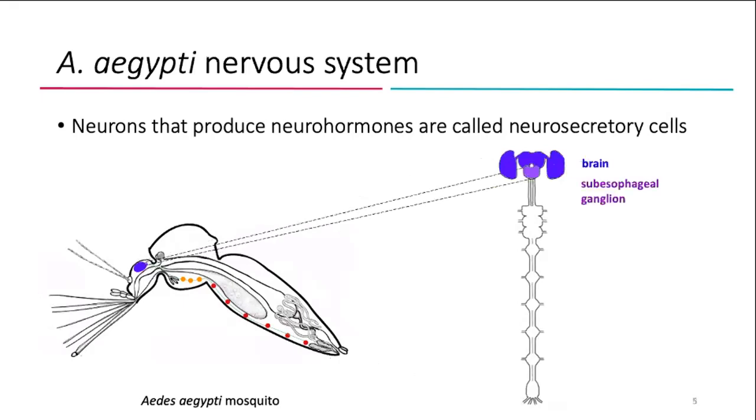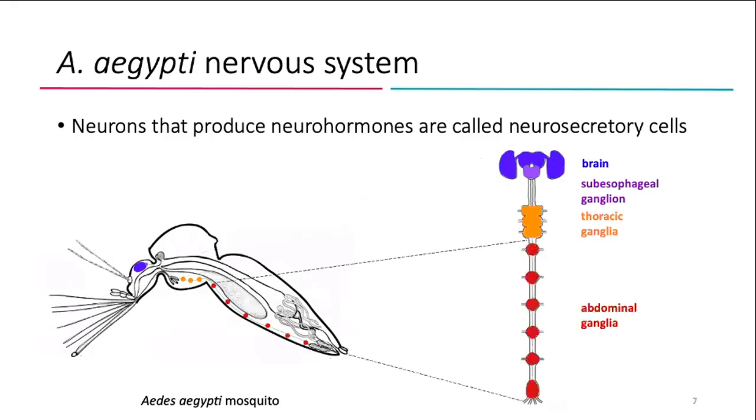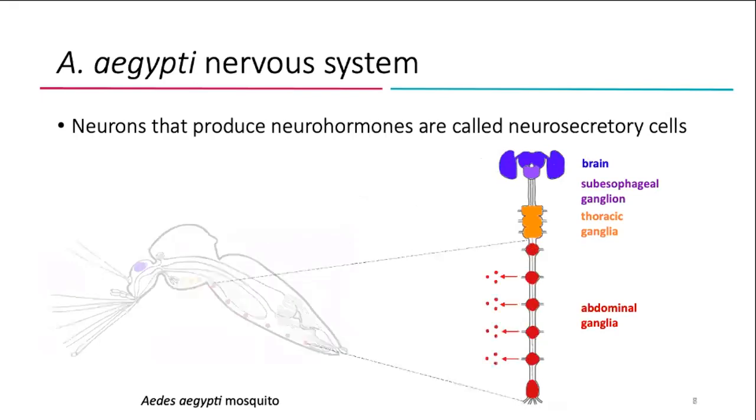the subesophageal ganglion, which is fused together with the brain in the adult Aedes aegypti mosquito, in the thoracic ganglia, and in the eight abdominal ganglia, which together with the thoracic ganglia comprise the ventral nerve cord. These neurosecretory cells project their axons, innervating neurohumoral organs to release these neurosecretory products into the hemolymph.